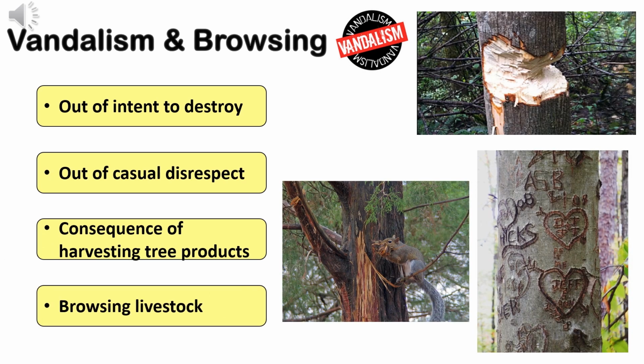Another potential problem to urban trees is vandalism and browsing. Damage may be inflicted on trees simply out of intent to destroy, out of casual disregard, as a consequence of harvesting tree products, and by browsing livestock. In the pictures, we can see in the first picture the trees being cut inappropriately, maybe due to the intent to destroy or out of casual disrespect.